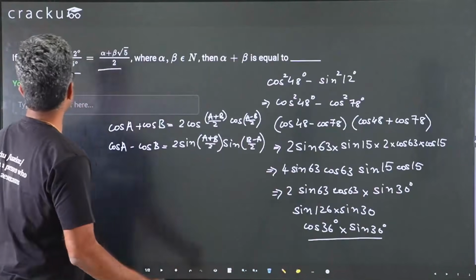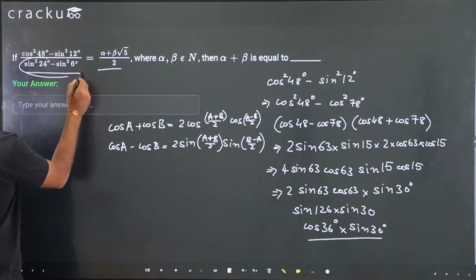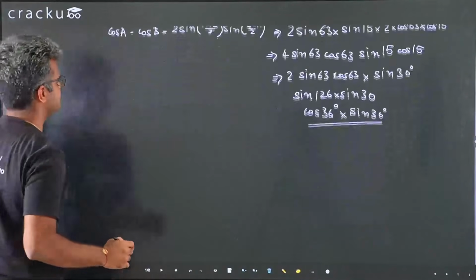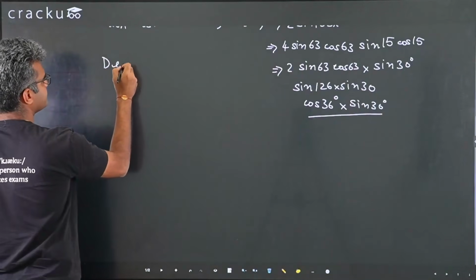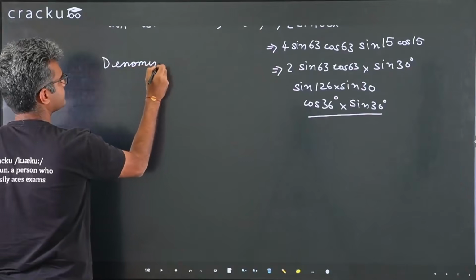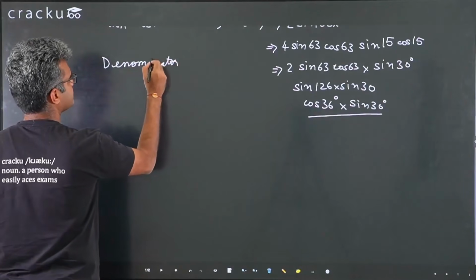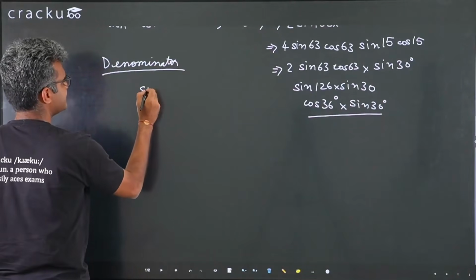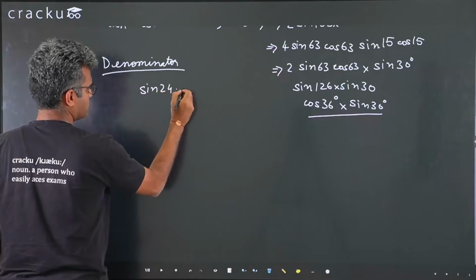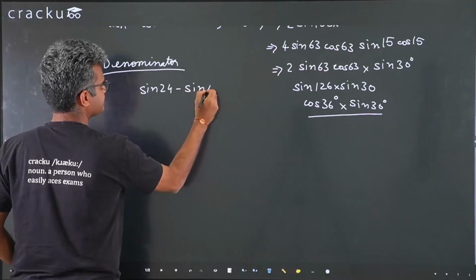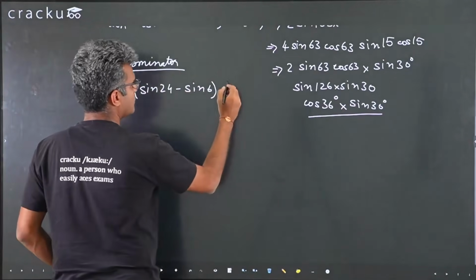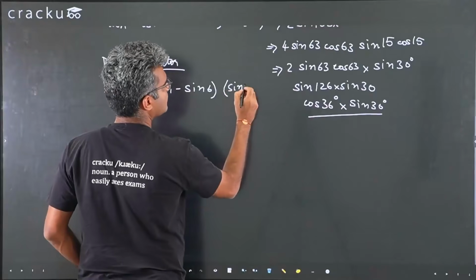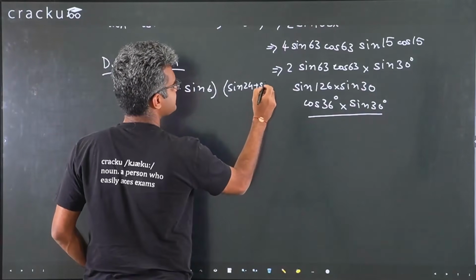The denominator is sin square 24 degrees minus sin square 6 degrees. So the denominator will be sin 24 minus sin 6 into sin 24 plus sin 6.